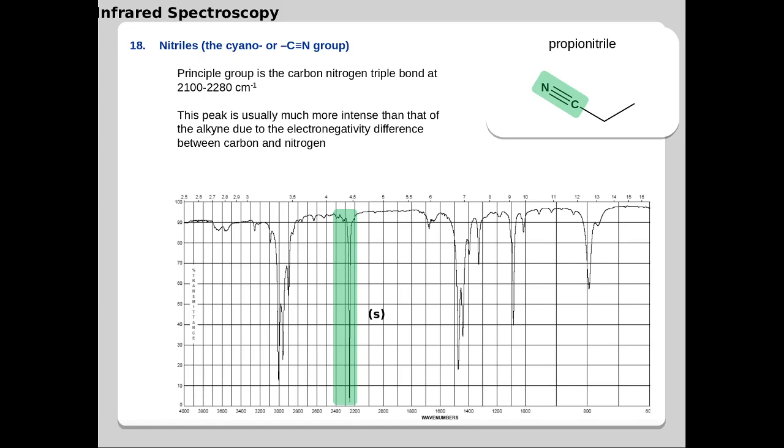So this is a typical intense, strong band, which is actually very narrow, for the stretching vibration of a terminal nitrile functional group in propionitrile. You can see that other than this band, the rest of the bands are due to the hydrocarbon part of the molecule.